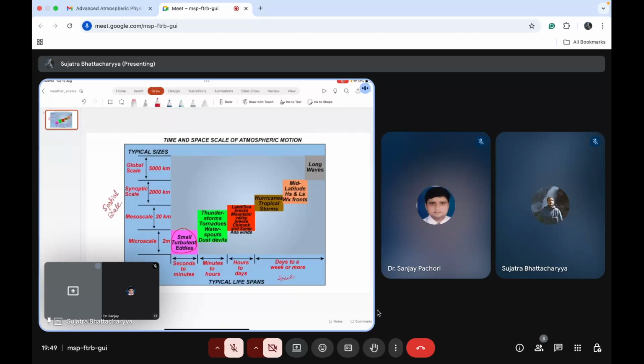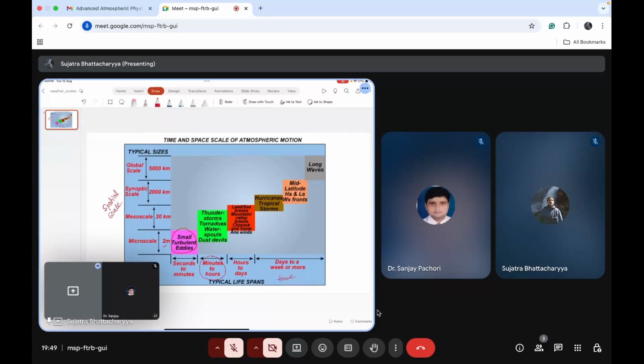So this microscale is about 2 meters, some few meters, and it acts in the time span of seconds to minutes. Very small eddies. You will see that in day to day life. Sometimes some leaves are moving in circular motion on a very local scale. Those are small turbulent eddies. Next is minutes to hours. When you see large cumulonimbus clouds, tall clouds are formed and thunder showers happen. These happen generally in minutes to hours.